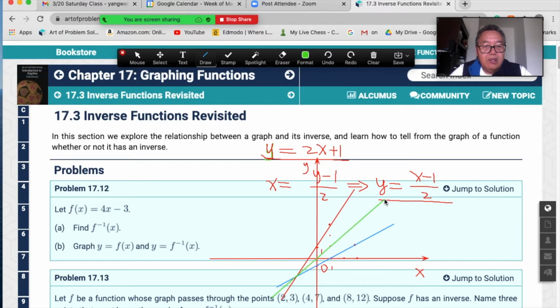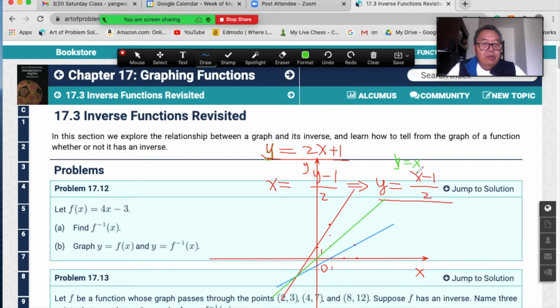Okay. Then you can say the red color and the blue color, these two lines are symmetric about this green color. This green color is y equals x. So then we know the original function and the inverse function are symmetric about y equals x, about this line.